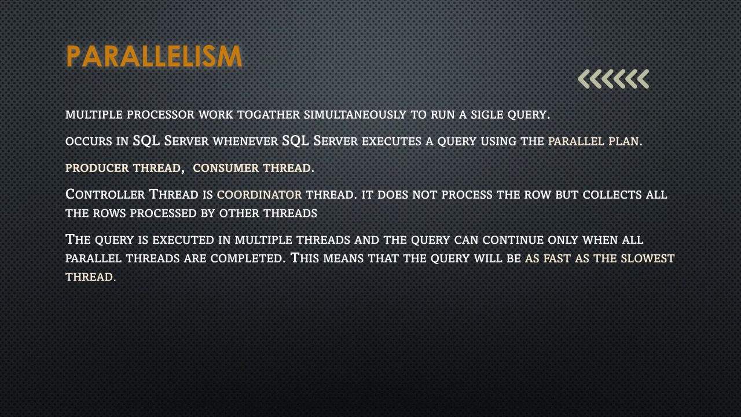It will not process any record or any row, but it collects all the rows processed by other threads. The query is executed in multiple threads, and the query can continue only when all parallel threads are completed. This means that the query will be as fast as the slowest thread. So among multiple threads, if one thread is slow, the other threads will have to wait. So your query will be as fast as your slowest thread.